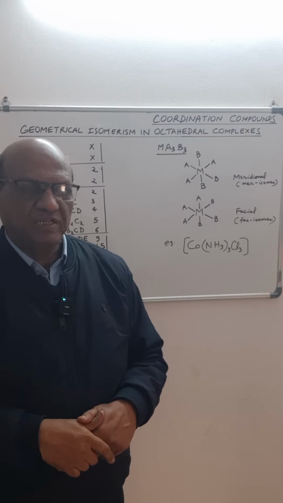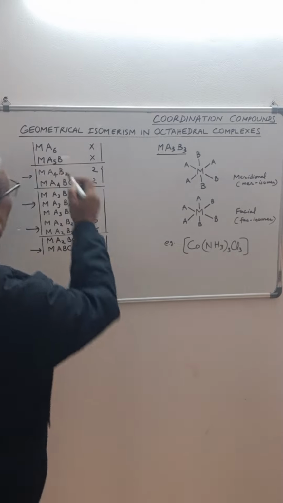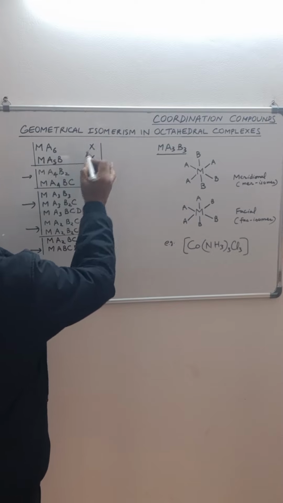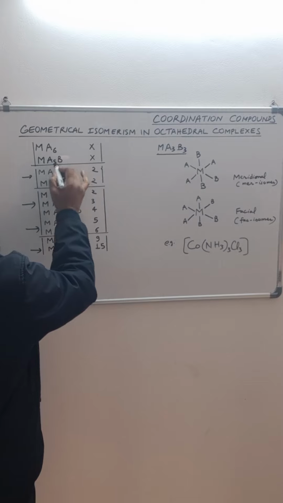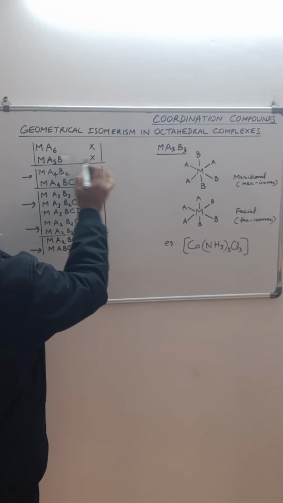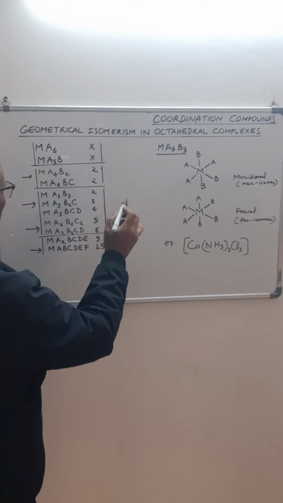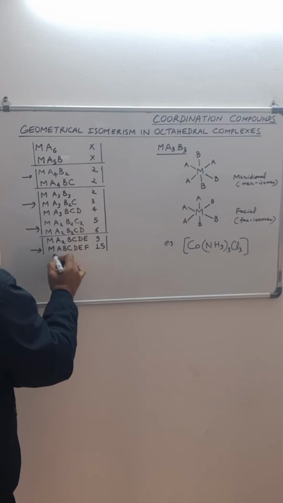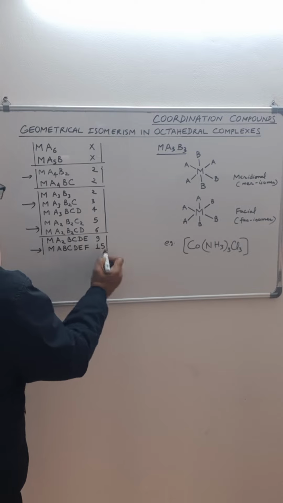Now, these 6 ligands may have different configurations. We start from Ma6, where all the 6 ligands are identical. So, in this case, there will be no geometrical isomer. And Ma5b, here 5 ligands are identical and one is different. Then also, it will not show any geometrical isomerism. Now, we go from A4 to A3 to A2 and finally MABCDEF, which has 15 geometrical isomers.